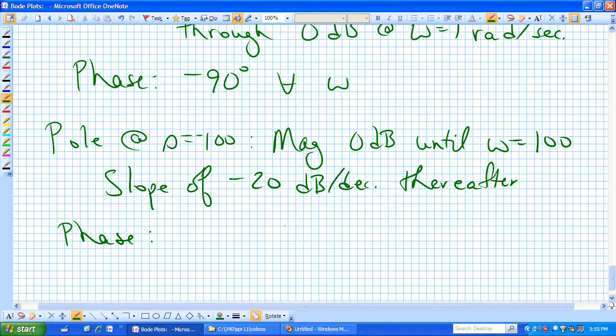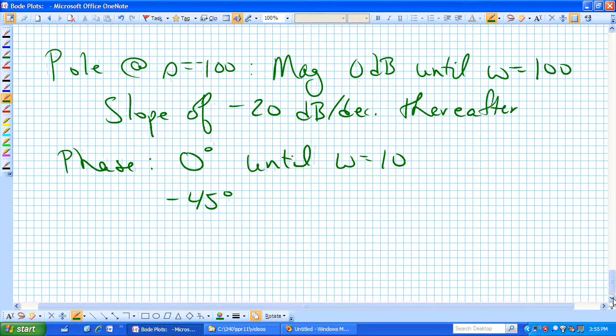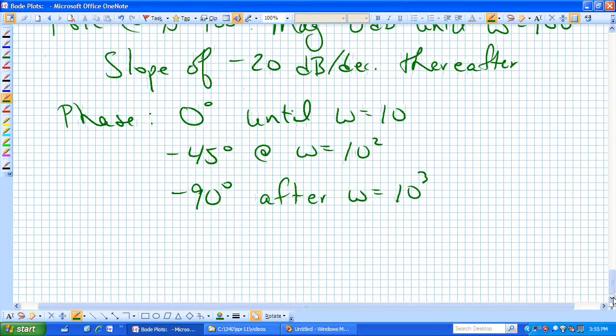Its phase is different. Its phase kicks in a decade before its break, which is 0.1 times 100, or right at 10. It's downstairs or a pole. It's going to be going down in its slope. When it is sloping, it slopes over 2 decades. It will be right at the midpoint of minus 45 degrees, right at the break frequency. It will then reach its destination of minus 90 degrees. Again, these are straight line plots at a decade beyond the break, which then gets us up to 1,000 radians per second, where it's now minus 90 degrees.